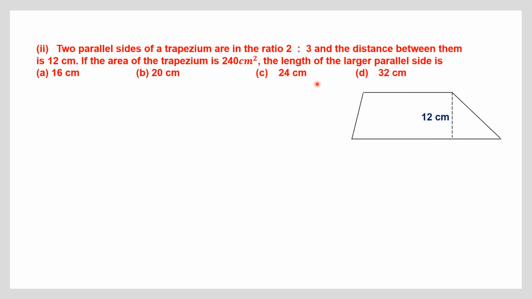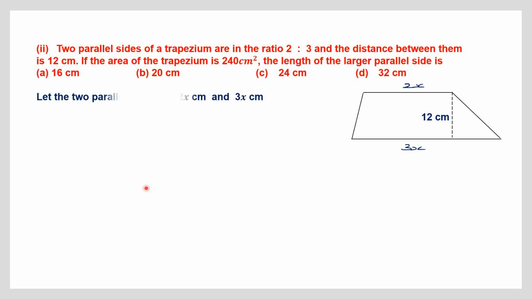So as we know, this is a trapezium. It is a quadrilateral in which one pair of sides will be parallel. So here they are saying the two parallel sides are in the ratio 2:3. So we can write this as 2x is to 3x. And the distance between them is 12 centimeters. Remember, we said the distance will be the height and the parallel sides can be taken as the base. Now here the area is given to us. Now we just have to find the length of the larger parallel side. Okay, so first we need to find the value of x.